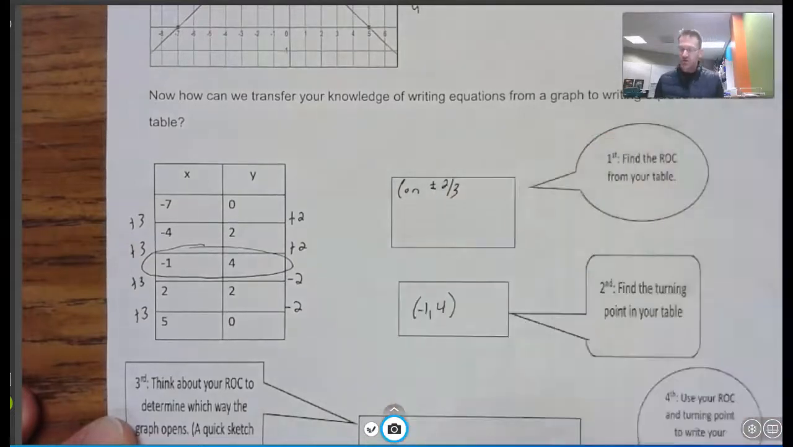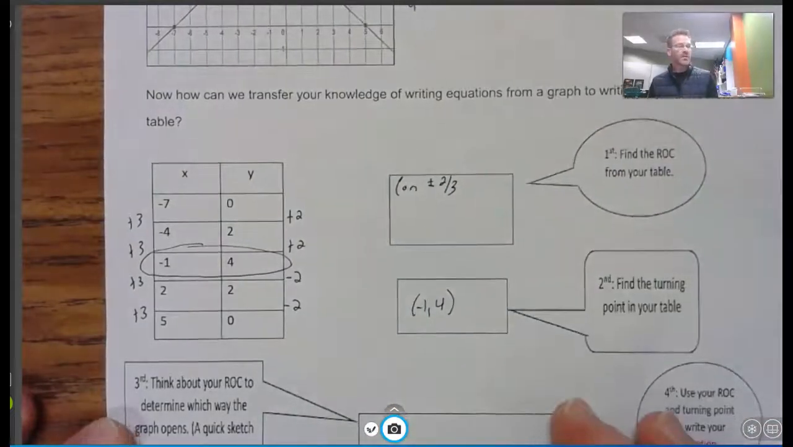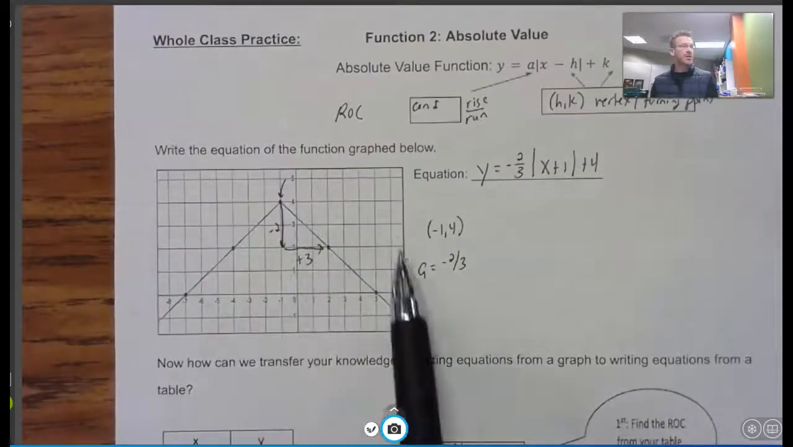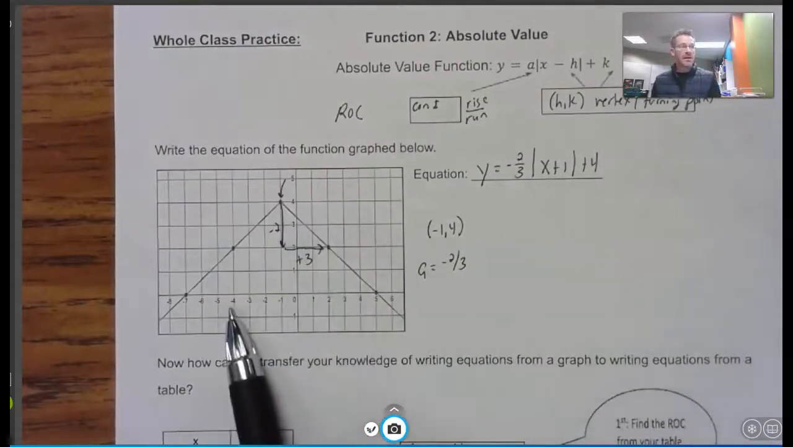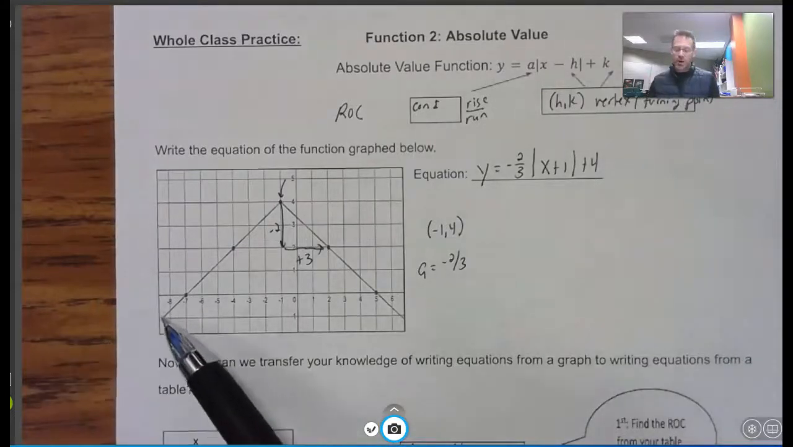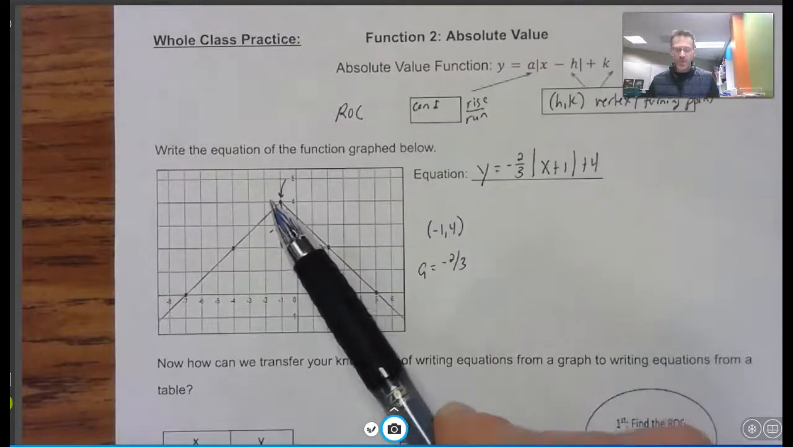And so what we have to do, and this is where it's a little bit more challenging in the table because we don't have the visual to see whether it's opening up or down, but we can think about the rate of change. So notice when it opens down, it goes up and then down.